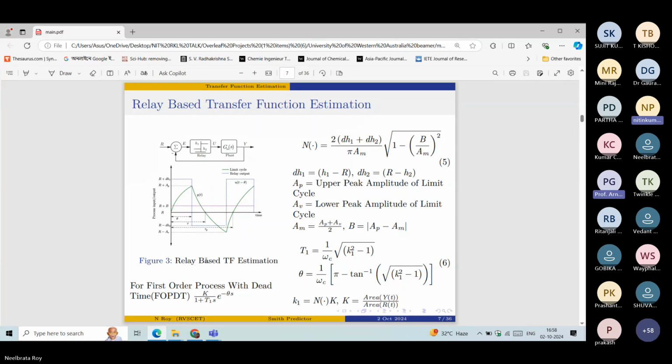Yes, sir. Means at the end of the day, if you are given a non-linear system, you have to linearize it and then design a controller. Yes, so that is what I was asking. Thank you, sir.